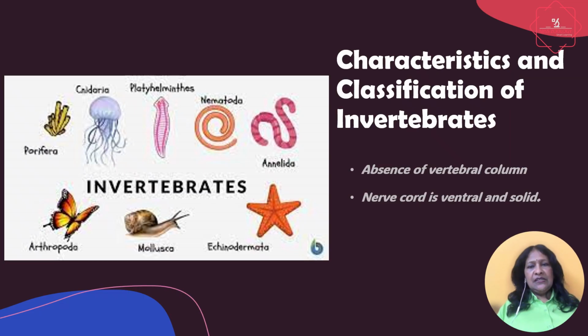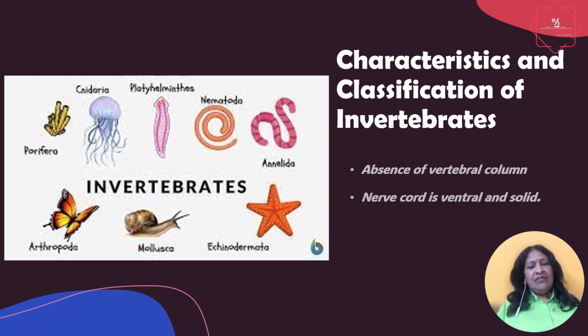Let's see what are the identifying characteristics of invertebrates. All invertebrates will lack a vertebral column. They will possess a nerve cord which will be ventral and solid. More than this, there are a few more characteristics which may not be common to every animal, but could be specific to quite a number of them.